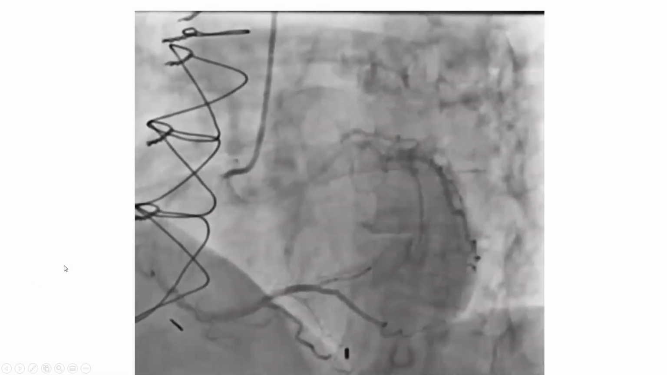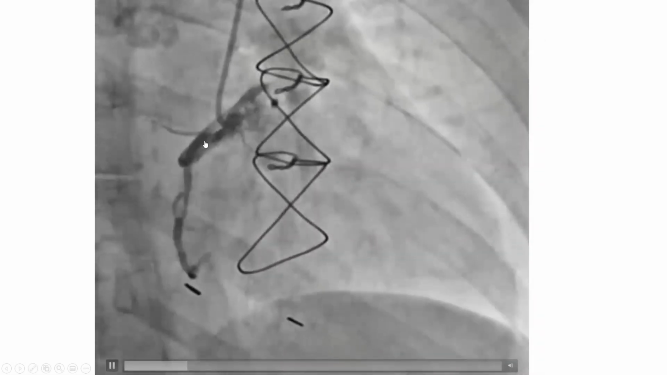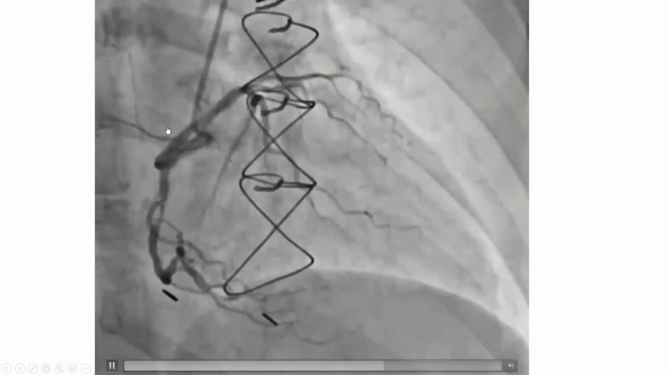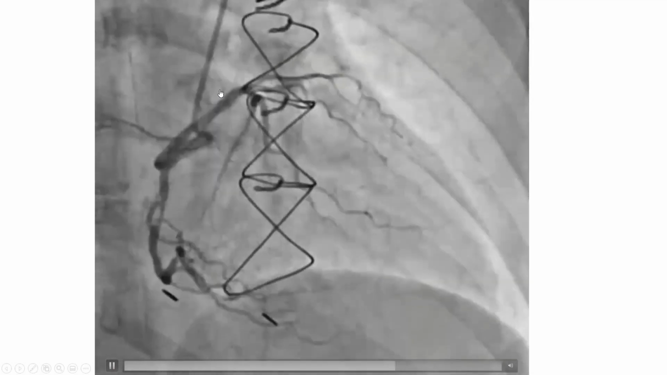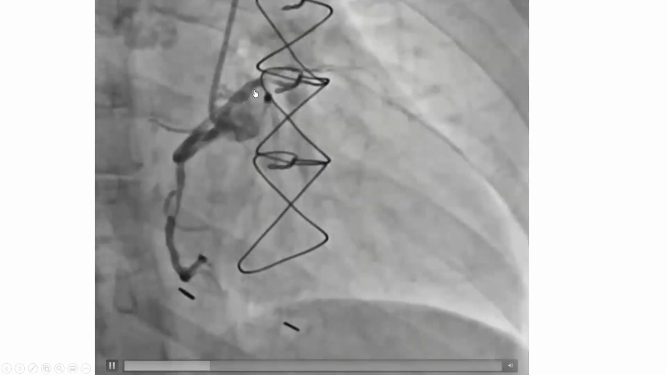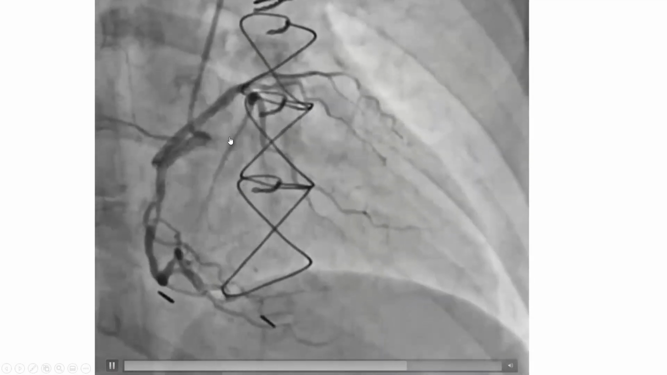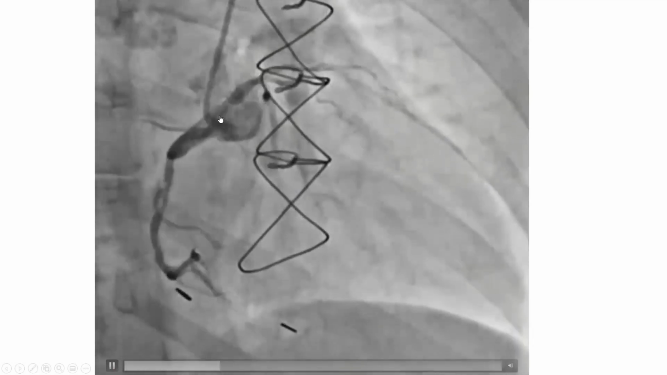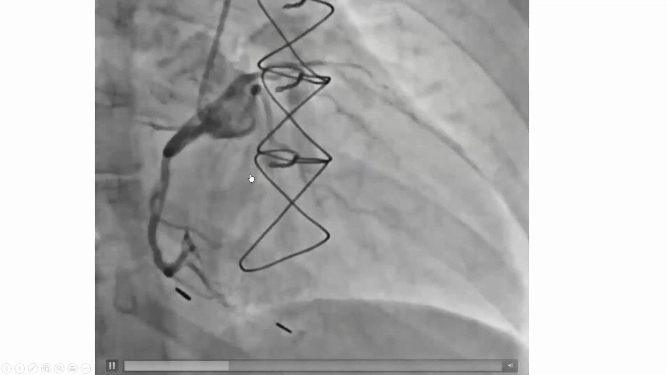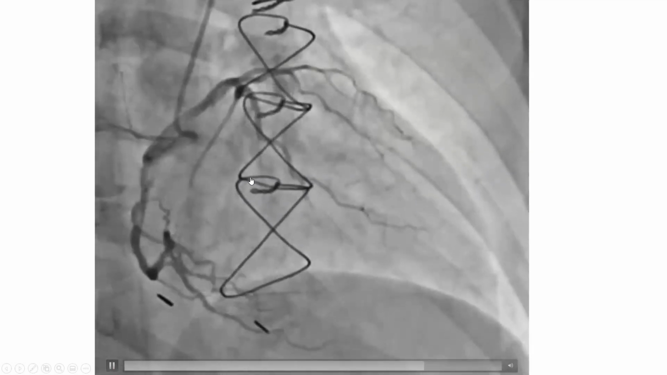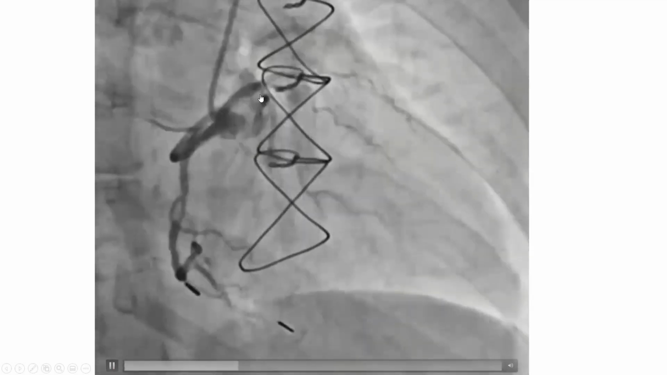Great. Now we did an RAO view of that. We see that that anomalous coronary from the right is looping posteriorly, as in a posterior loop, and it's going down the AV groove parallel to the RCA, which is the circumflex. So it's looping posterior, it's a posterior course, and it's giving a circumflex for sure.